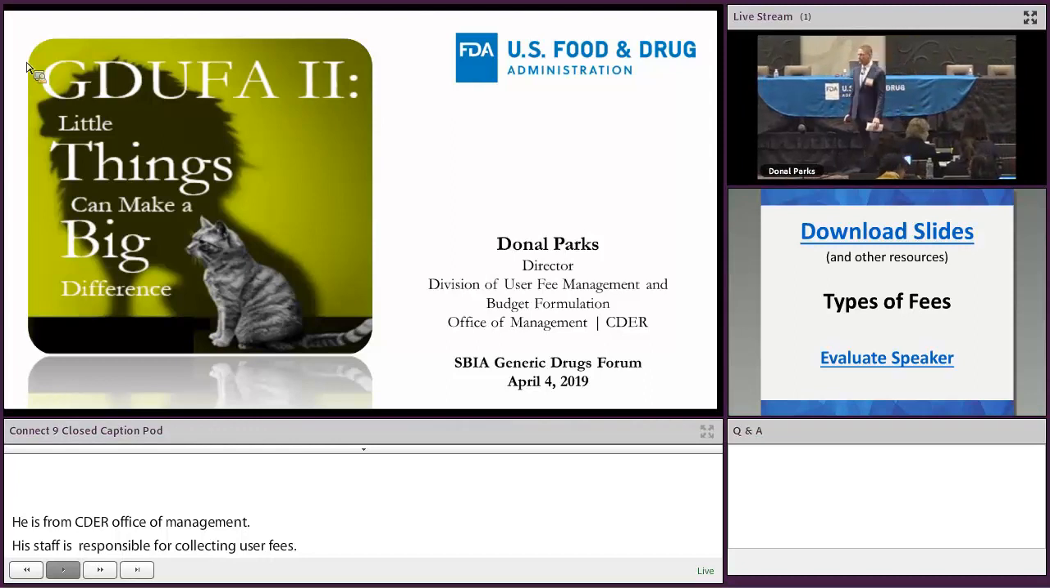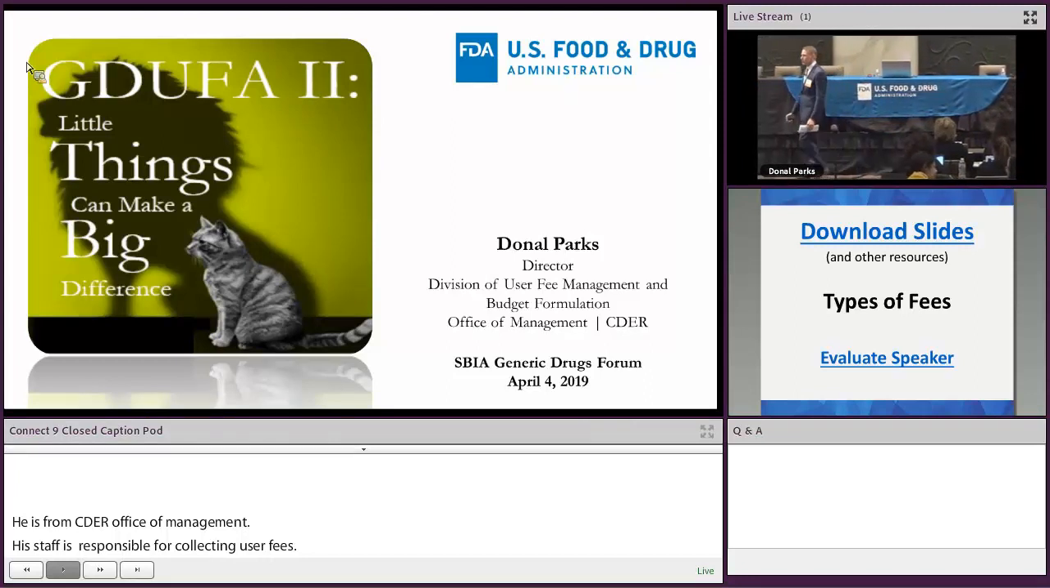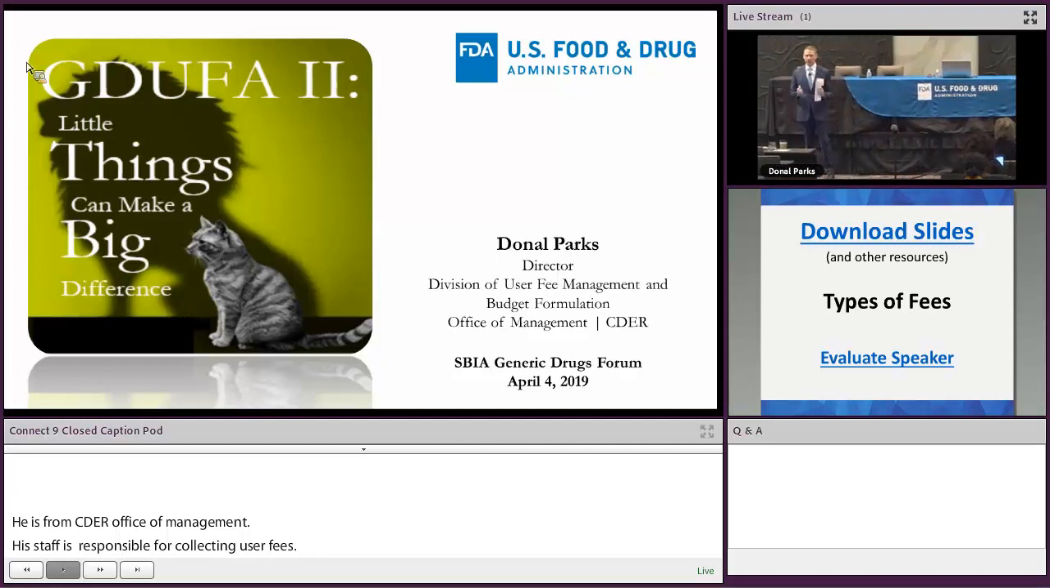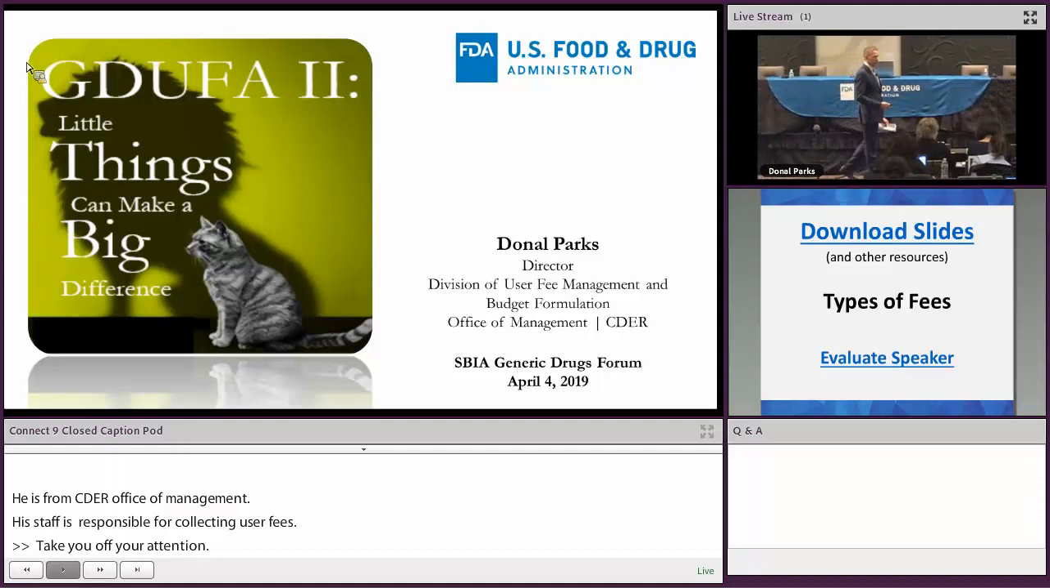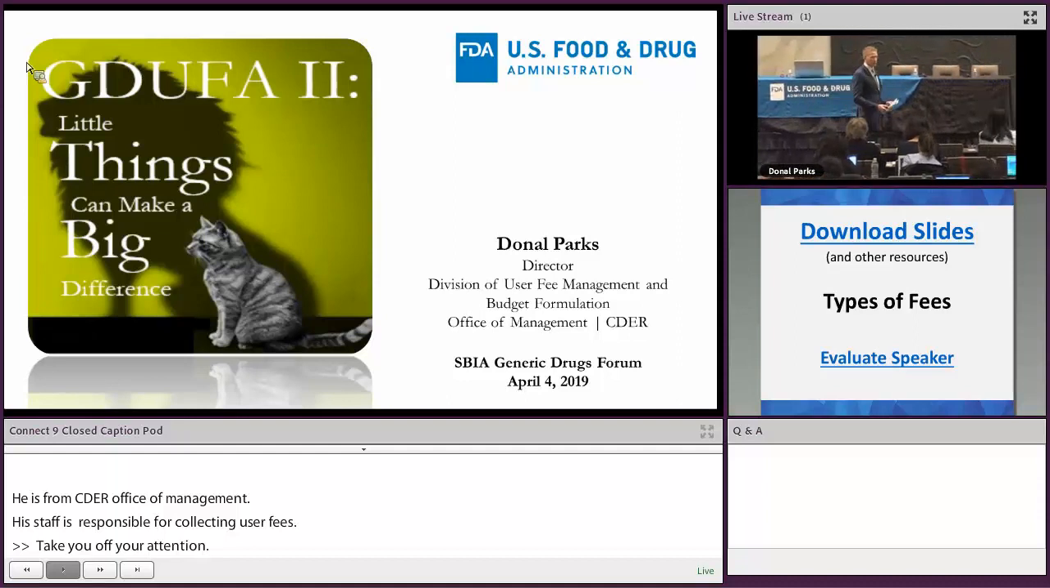I know that I've got a tough role to play here, the first speaker after lunch on the second day. The only worse one is having the last slot on the second day, so I'm grateful for that. But I'm going to try to keep you awake and hopefully interested in user fees, which is always a big task.